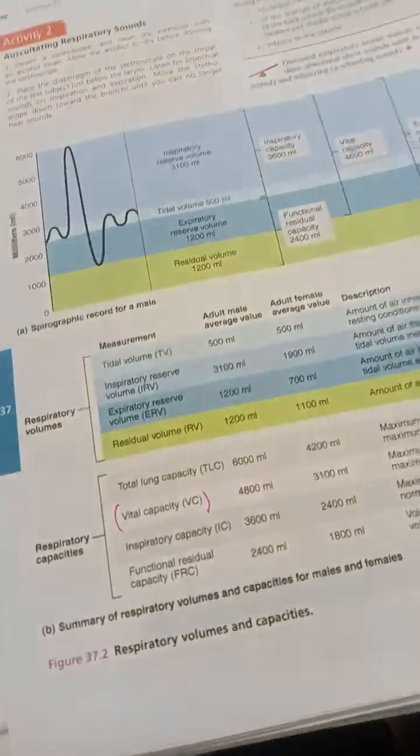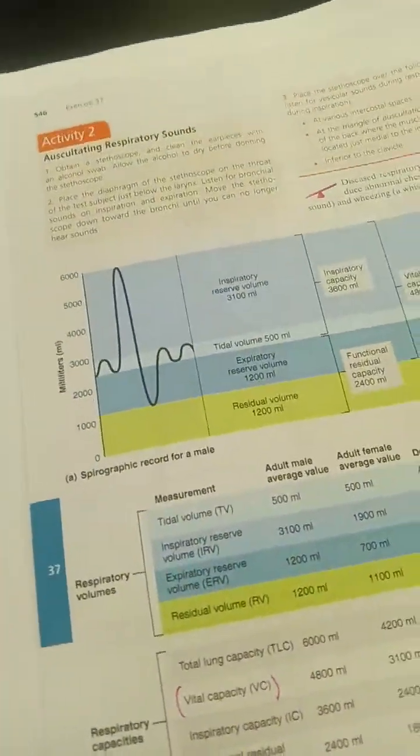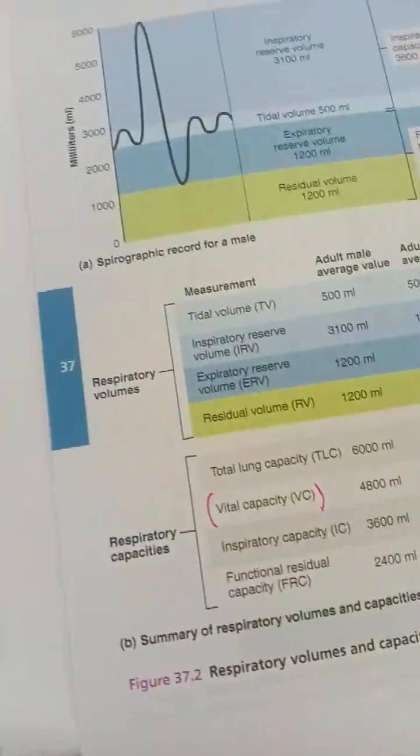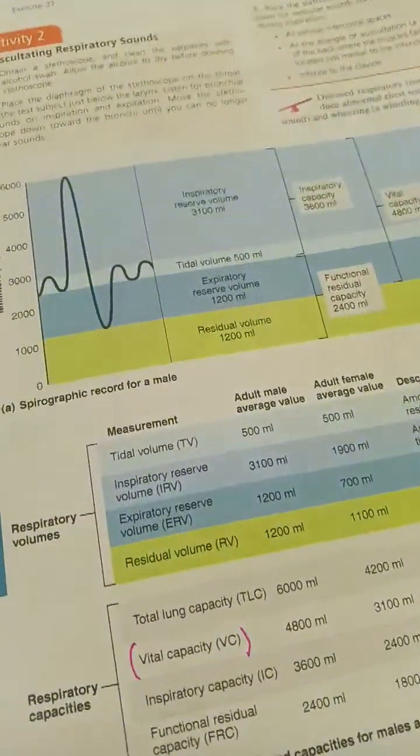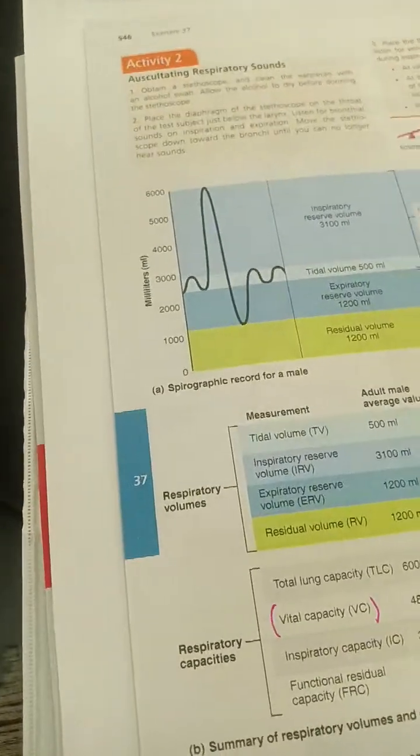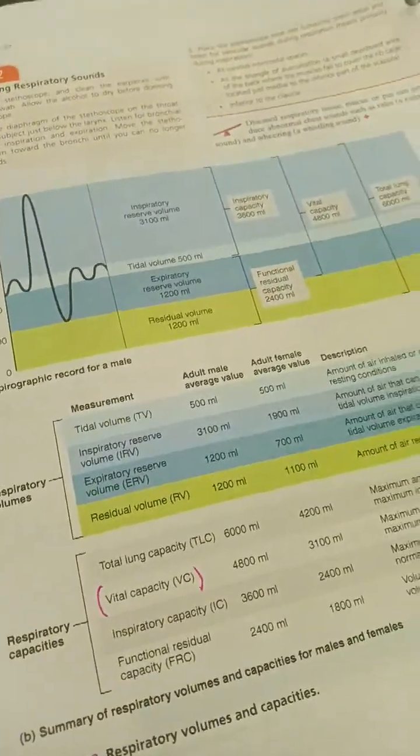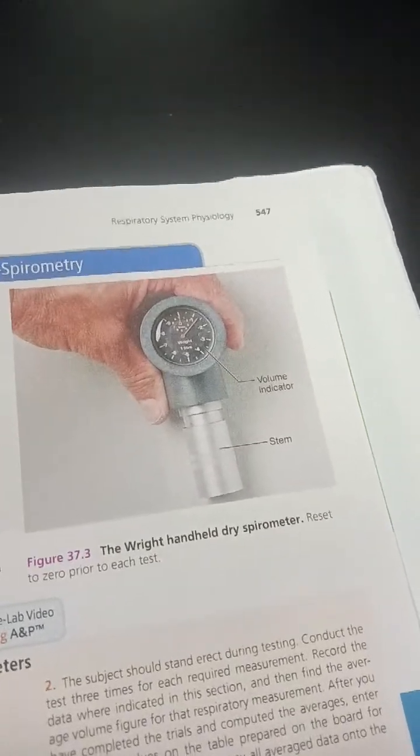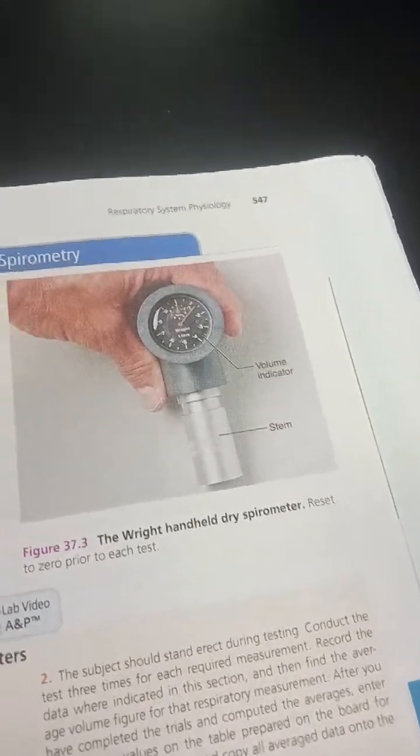Yes, that kind of scenario. In order to figure out lung capacity, you have to use a spirometer. Now there are different types of spirometers. Figure 37.3 shows you one type of dry spirometer. We do have spirometers in the lab if you want to play with them. Our spirometer looks like the one on page 543, where you blow into it.